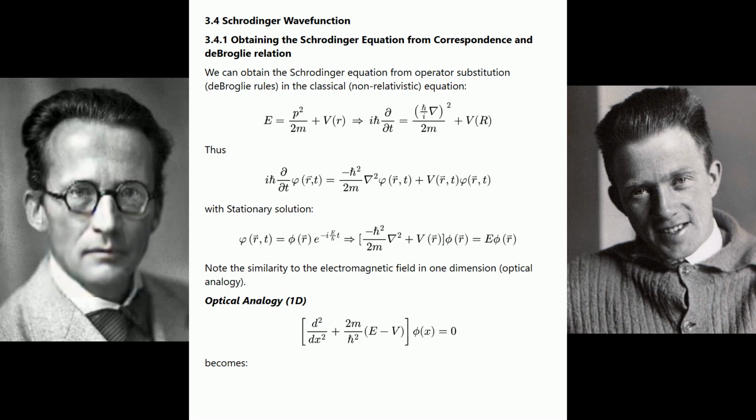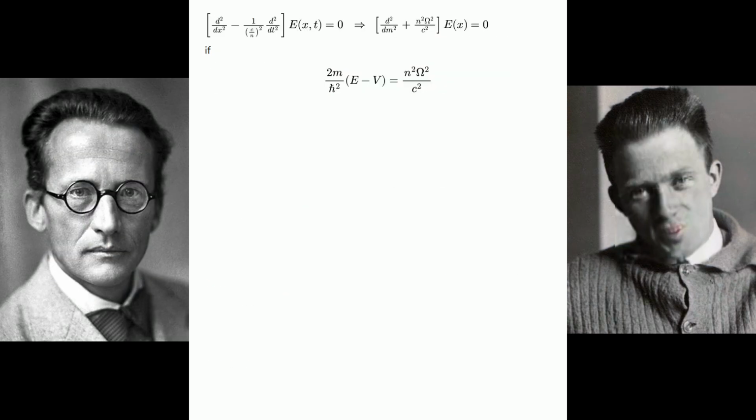Note the similarity to the electromagnetic field in one dimension, optical analogy. Optical analogy, 1D. See the equation. Becomes [d squared/dx squared minus 1/(c/n) squared times d squared/dt squared] times E(x, t) equals 0, which implies [d squared/dx squared plus n squared omega squared/c squared] times E(x) equals 0.